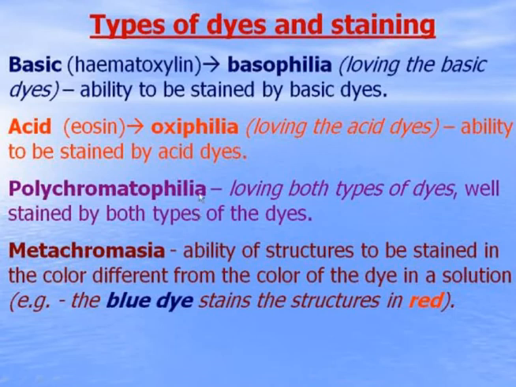Polychromatophilia, the ability to stain by both types of dyes, both basic and acid. And metachromasia, the ability of a structure to be stained in a color different from the color of the dye in solution. For example, a blue dye stains the structures in red.